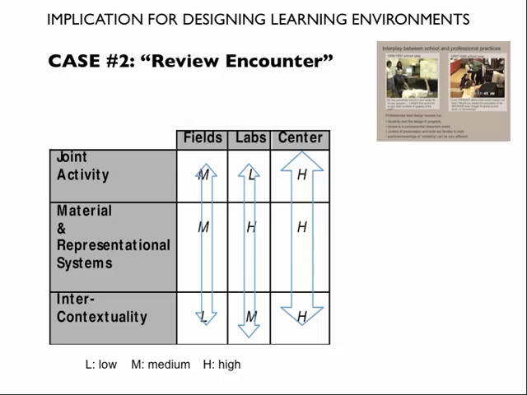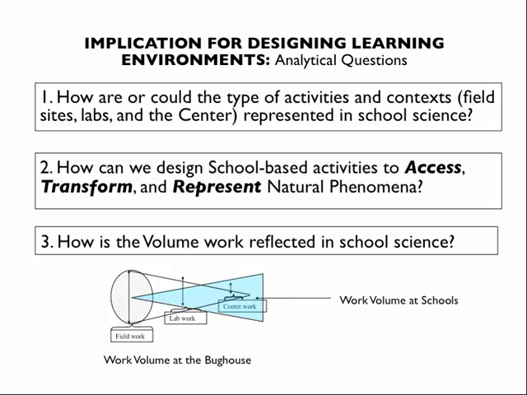As I have shown, the conceptual framework is useful in helping us identify aspects of a school-based science curriculum that may better represent adult practice. But it also points to aspects where much more work is needed in curriculum implementations. I want to close by offering a set of generic, design-oriented questions and statements one can produce with this framework. For instance, we can start asking comparative questions. How are or could the type of activities and contexts or settings be represented in school science?